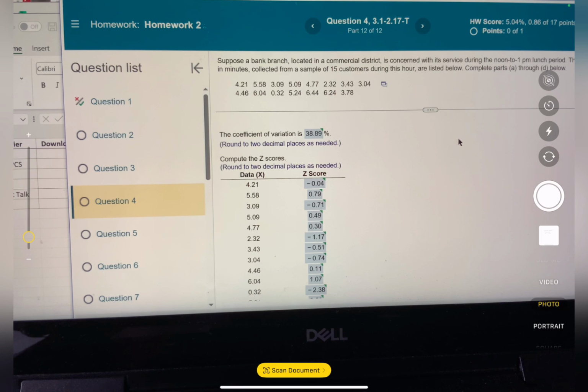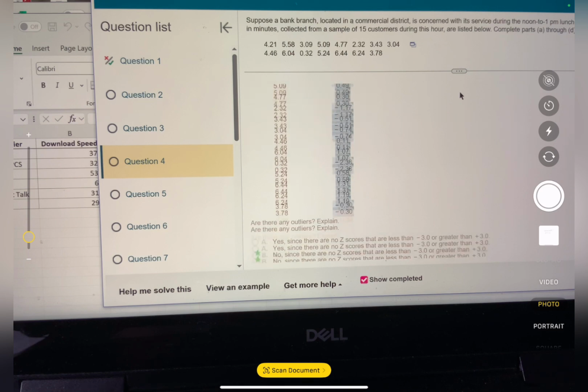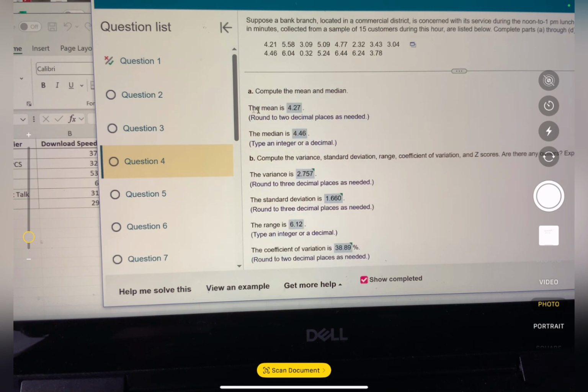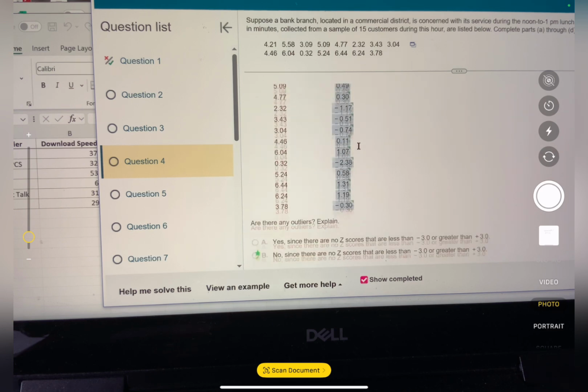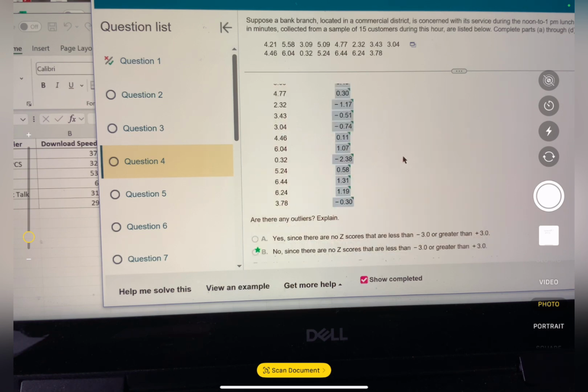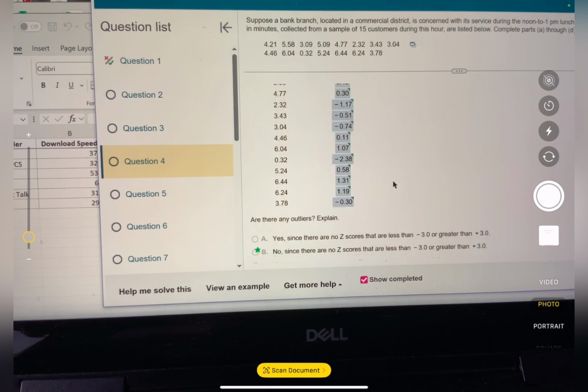What do we have here? This is z-score. You know how to do it, right? Coefficient of variance. Same thing, mean, median, coefficient of variance, or z-score, you know. So are there any outliers? Well, since we have the z-score here, we'll see if we have any outliers.